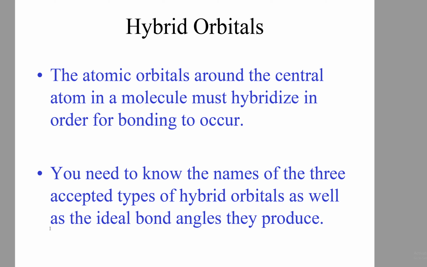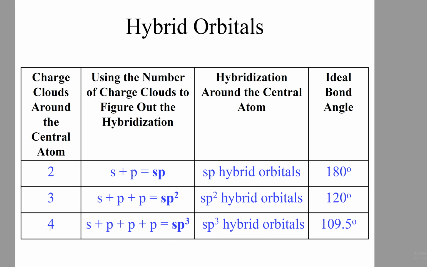Now you need to know the names of these types of hybrids and what type of angles they produce based off of these electrons. So let's go ahead and dive in. Let me give you an example. If I have a charge cloud around the central atom, depending on how many charges around them, you're basically going to have an S and P. And usually the bond angle is going to be 180.